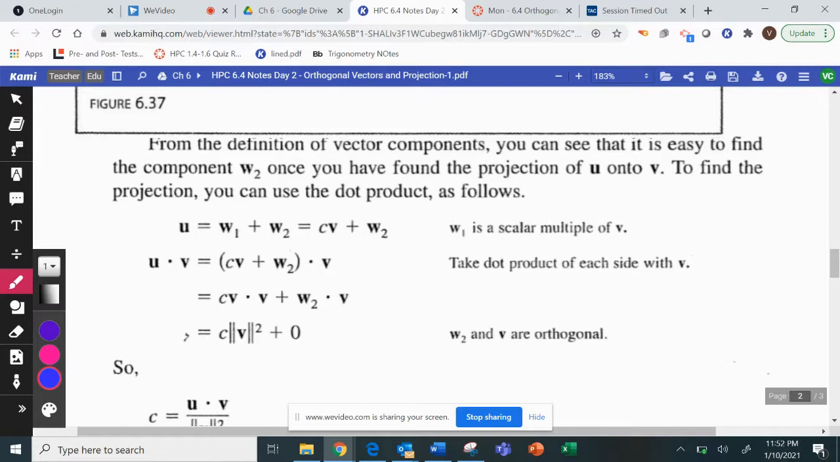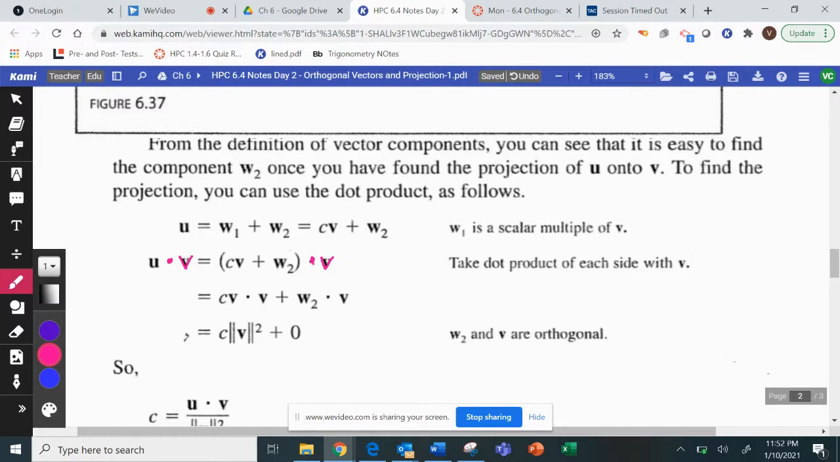And then on the next step, what we're doing is we're doing the dot product of v to both sides of the equation. So as long as we do it to both sides, we can do whatever we want. So we're going to do the dot product of v to both sides of the equation. On the right side, that's kind of like the distributive property. We have that in our properties from, I think, the beginning of 6.4.